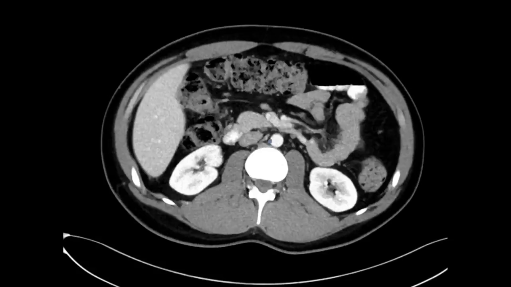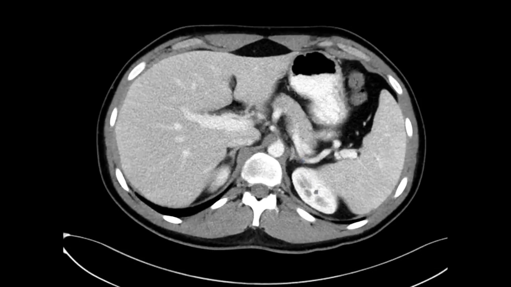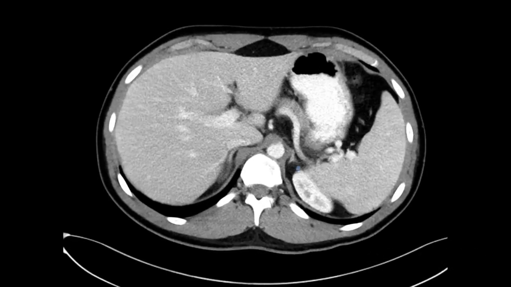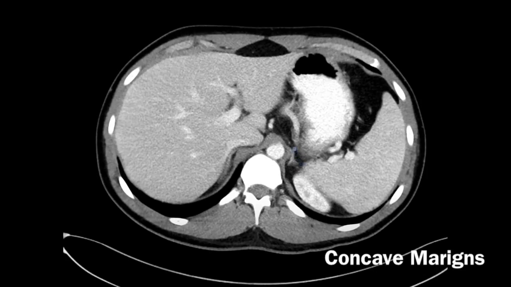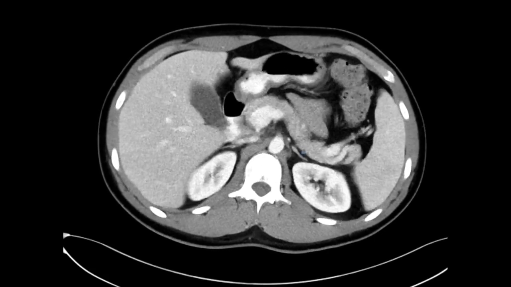These are the adrenal glands here, so the right adrenal gland here and the left adrenal gland over here. I won't talk about these much, but essentially they're adrenal glands, so they're above the kidney. They should generally be less than 1 centimeter in thickness, and they should have concave margins. So see how these margins are concave? There's no convexities. If you see convexities or anything that's thicker than 1 centimeter, that's abnormal. Essentially, most commonly, you're looking for nodules here.